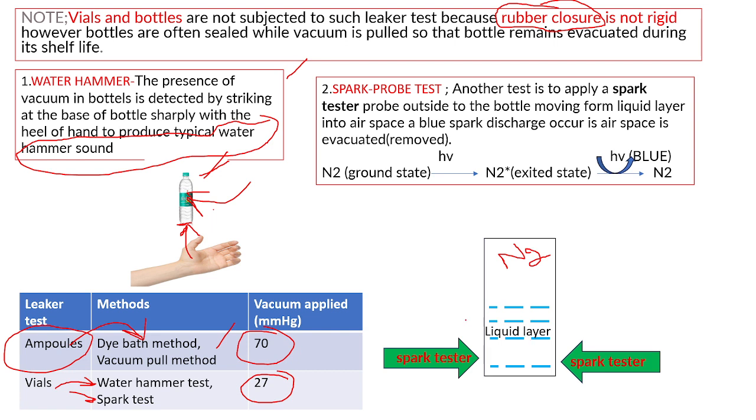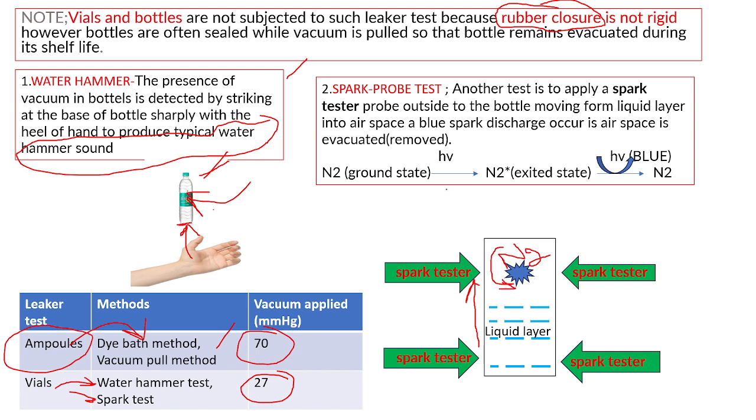After keeping, that spark tester can be moved from the bottom to the upside, meaning from the liquid layer into the airspace. Now we have applied the spark tester in the empty space. Because of the presence of nitrogen in the empty space, there is a production of blue colored spark. See, this is a blue colored spark. If the headspace contains nitrogen, then a blue colored spark can be produced.